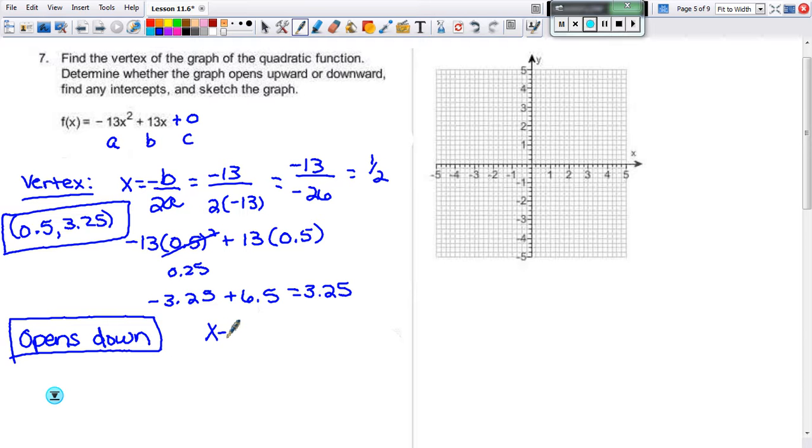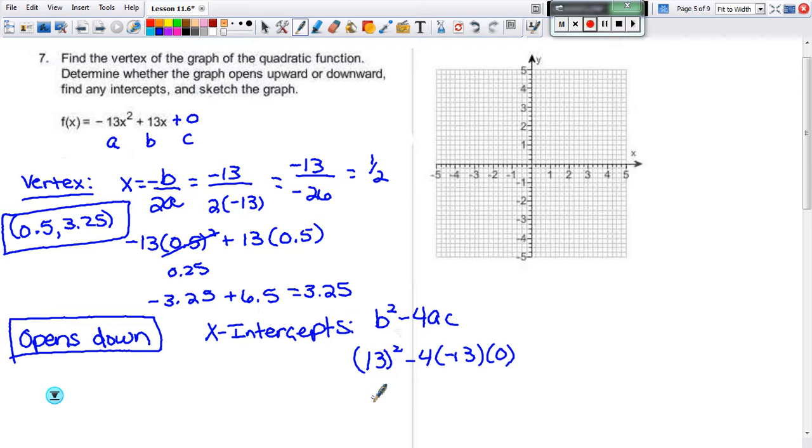The x-intercepts, test it against the discriminant, b squared minus 4ac. So you've got 13 squared minus 4 times negative 13 times 0. Okay, 13 squared is 169. All this multiplied together, well, 0 times anything is 0. So the discriminant is 169. So your x-intercepts do exist.